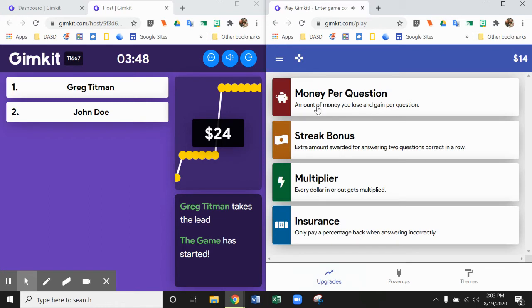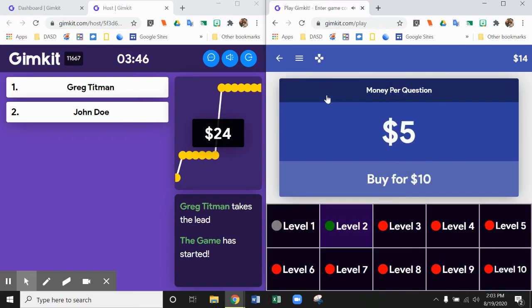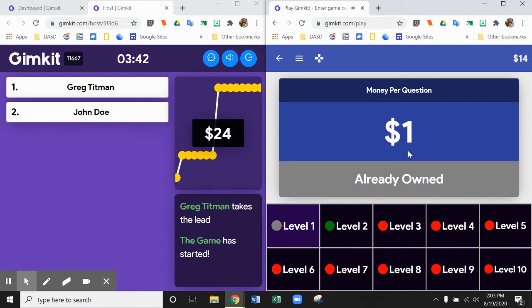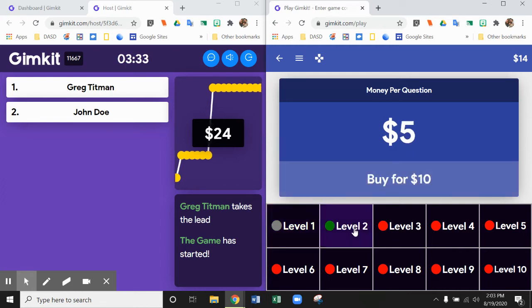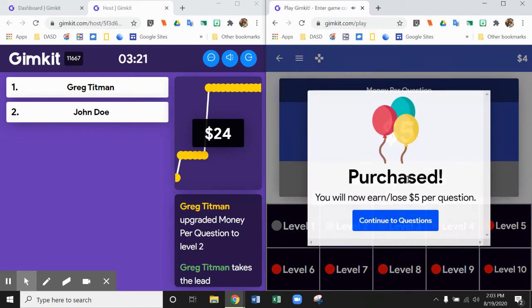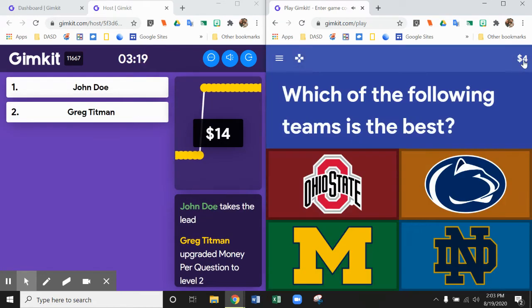So I'm going to show you the upgrades first. So right now, money per question, there's 10 levels. We're on level 1. So we've only been getting $1 for each correct answer. And if I had gotten an answer incorrect, I would also conversely be losing $1. So that's how that works. So if we upgrade to level 2, we can afford it. You'll see the green dot means you have enough money in your bank to afford it. Now we'll get $5 per answer correct. Now notice here, we have to spend money for this. So our balance of 14 is going to go down when I purchase this. Right? And now I'm down to $4.